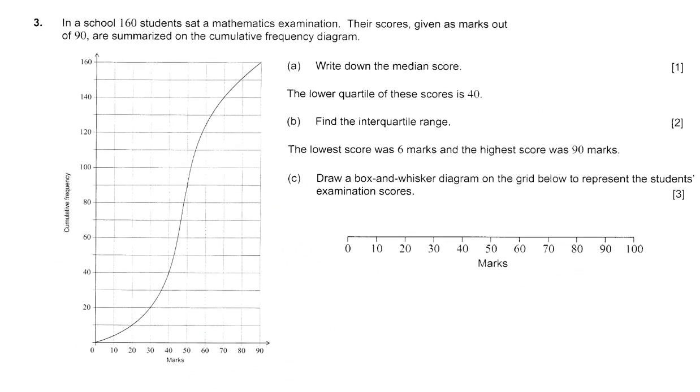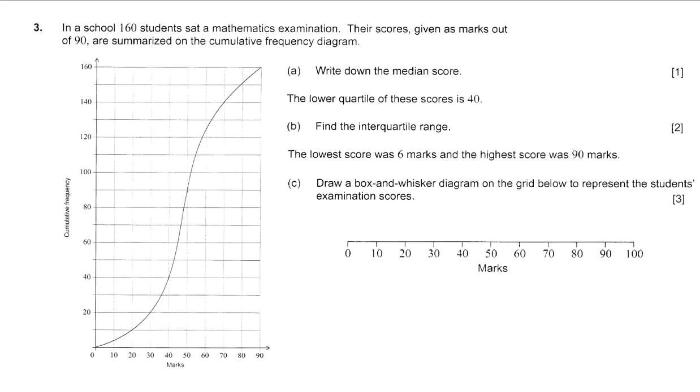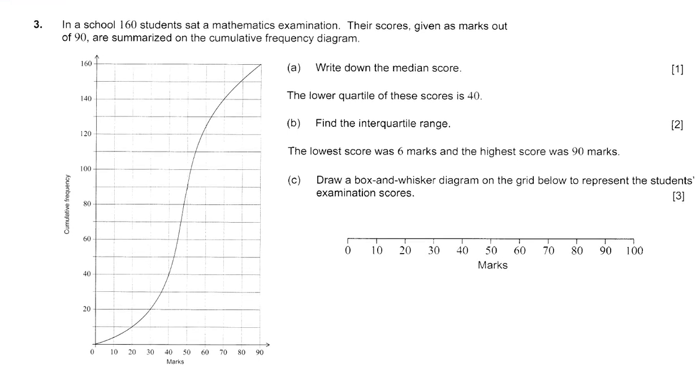We've got to go back up so we can see the whole thing again. In a school, 160 students take a math test. Their scores, given as marks out of 90, are summarized in the cumulative frequency diagram. So write down the median score.